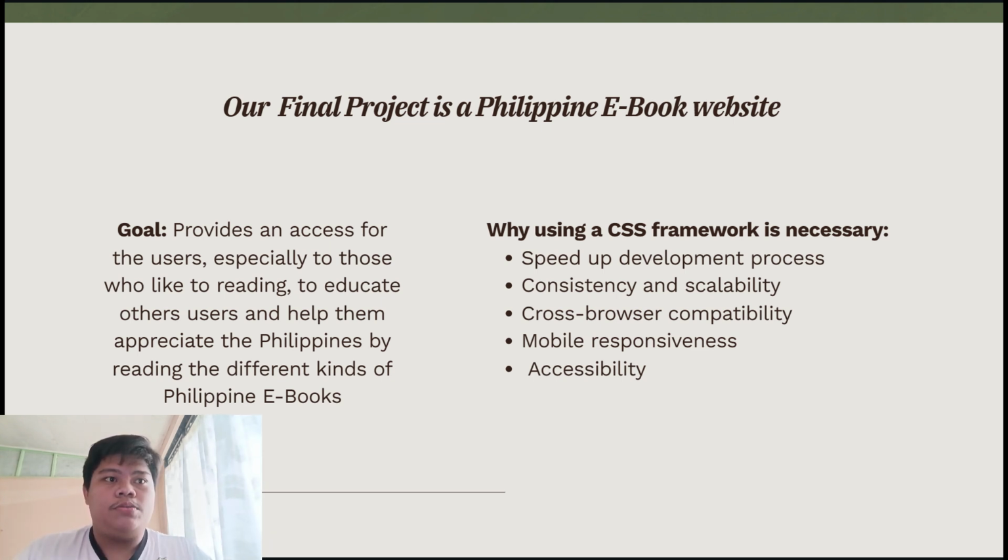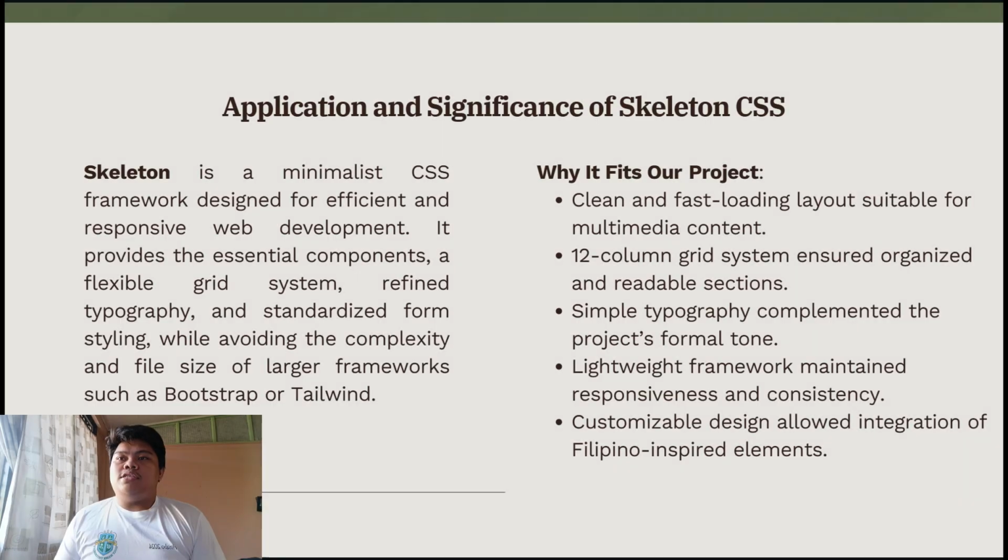Next is mobile responsiveness. Frameworks are built to automatically adjust layouts for phones, tablets, and desktops, and this makes the website easy to use on any device. And lastly is accessibility. With built-in accessible styles and guidelines, frameworks help make the website usable for everyone, including users with disabilities like screen readers and keyboard navigation.